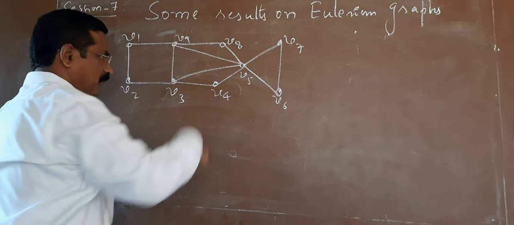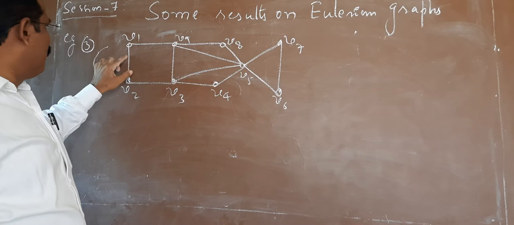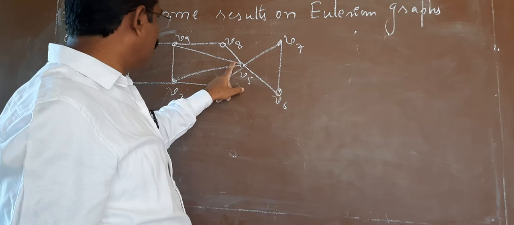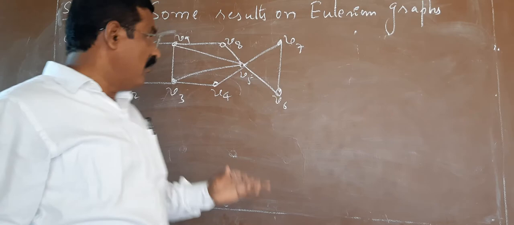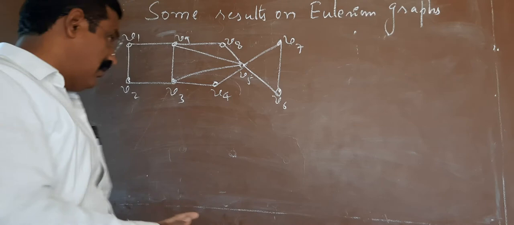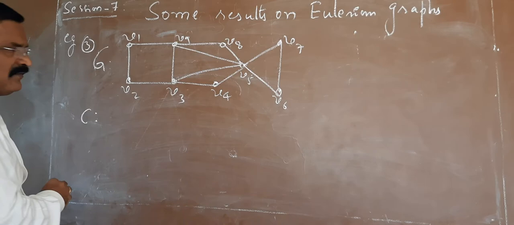Now, is it Eulerian? If you observe the degree of every vertex, it is either 2 or 4 or 6. So the degree of every vertex is even. Therefore, this graph is an Eulerian graph. Once we say Eulerian graph, you have to specify the Eulerian cycle of that graph. An Eulerian cycle is a closed trail containing all edges of the graph.